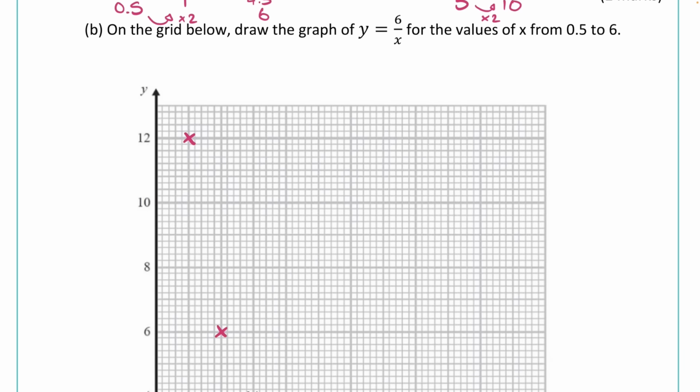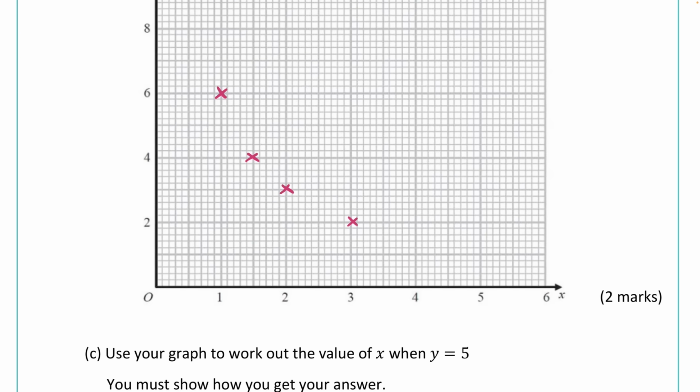4 up to 1.5, that's in the middle there. 5 went up to 1.2, which is about here, and 6 went up to 1. There we go. And notice how I didn't overly stress there about the 1.2. I've just gone just above the 1 square up, that's 1.2.